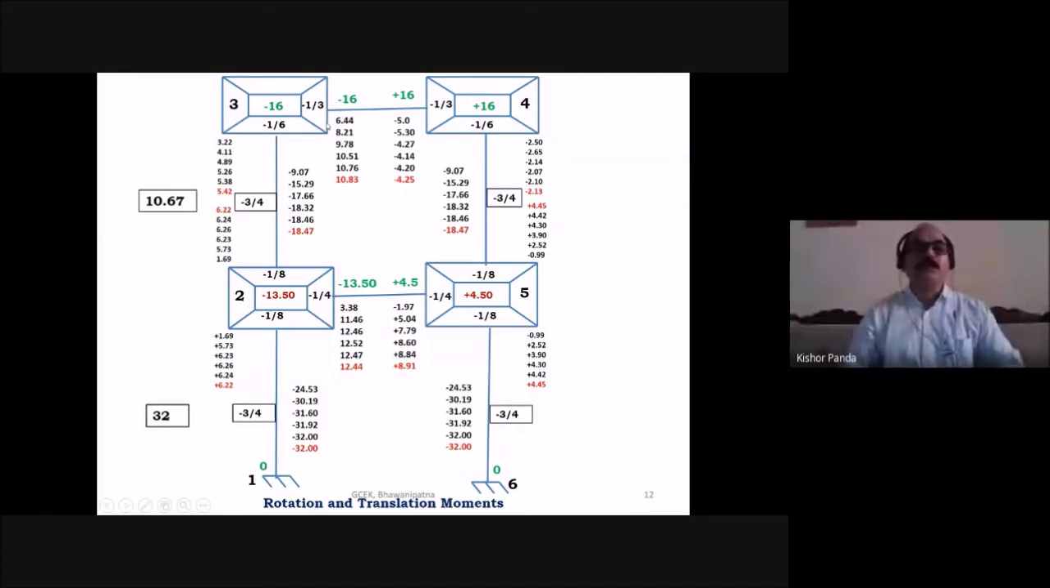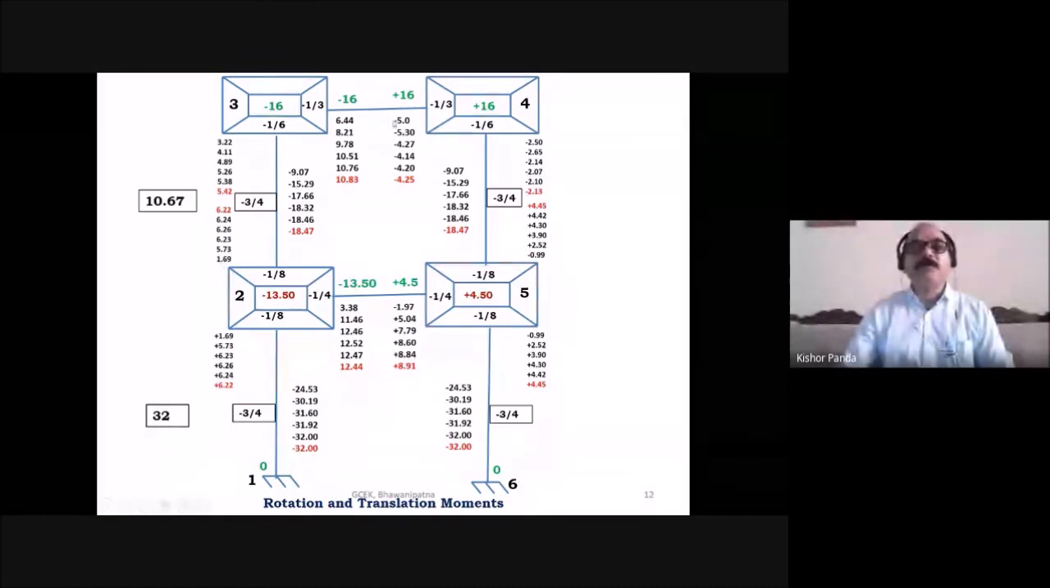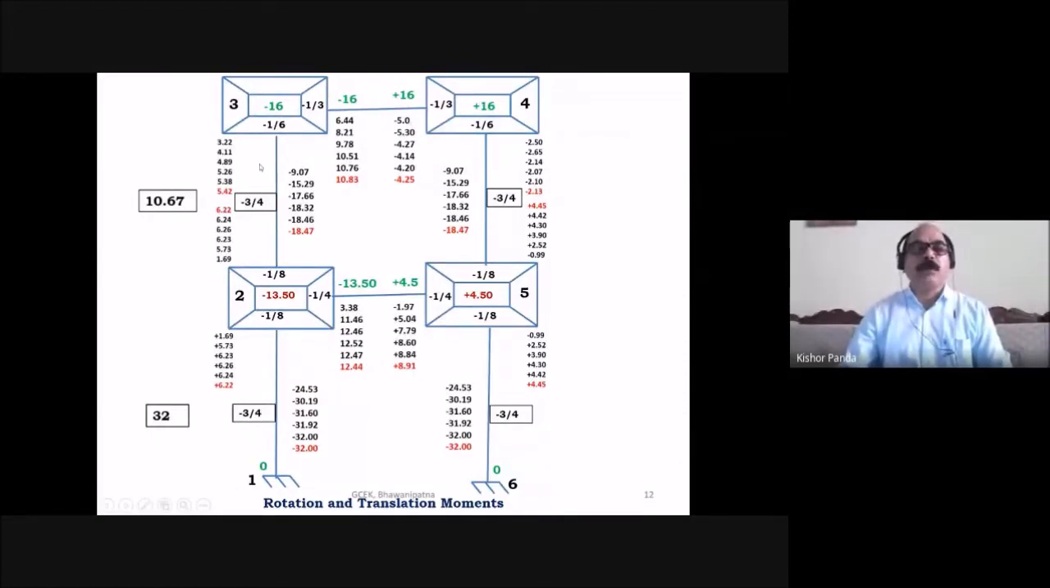When you consider joint 3, you see the far end rotation moment you have to take. Already you know 1.69 from joint 2, and on this side you already got minus 5. So the far end rotation moments you take are minus 5 and 1.69, both sides. Only the translation moment of vertical member 3-2 you have to assume 0. The rotational moments at the far end you already got. So you take these two rotational moments, assume the translation moment 0, take the fixed moment of joint 3, and take the rotation factor, then you find the values for joint 3.